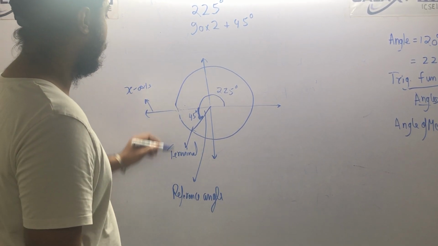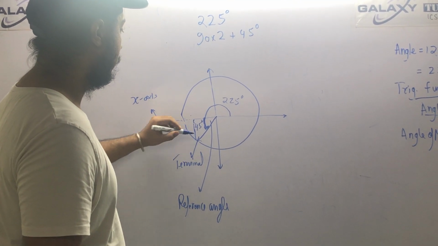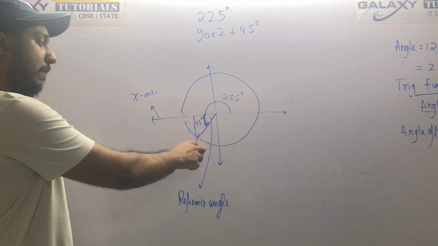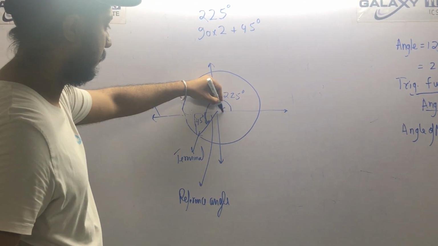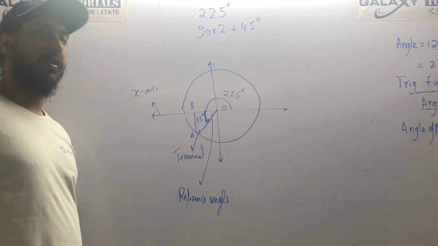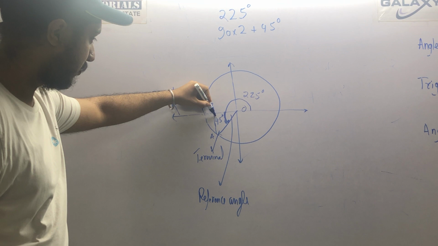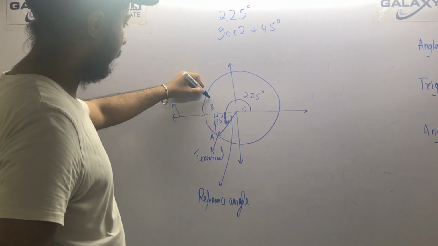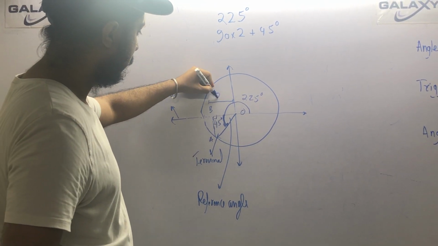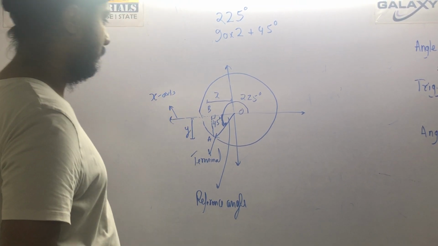Now look carefully here. I am dropping a perpendicular so as to make a triangle. So this will be O, A, B. I am just giving it a name. Now look carefully in this triangle. So what will be the value of x? X will be this. And what will be the value of y? Y will be this.